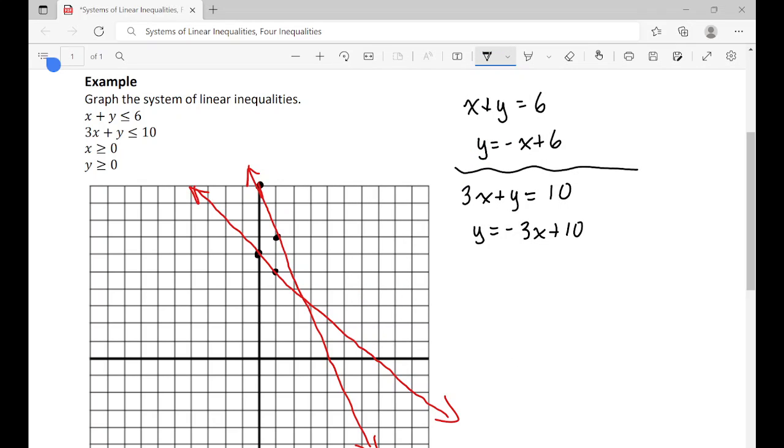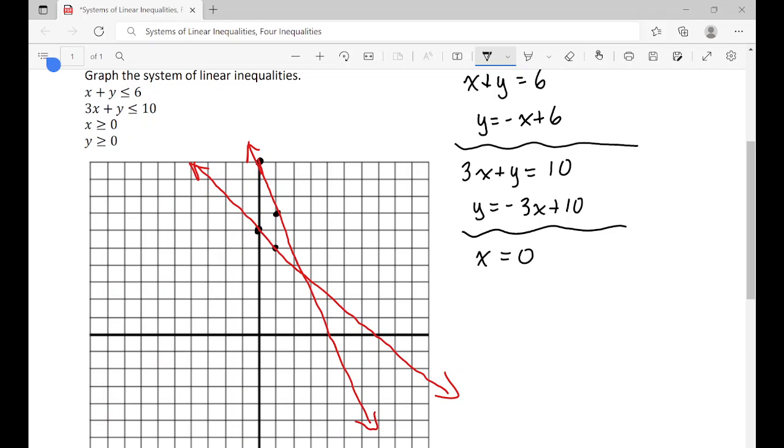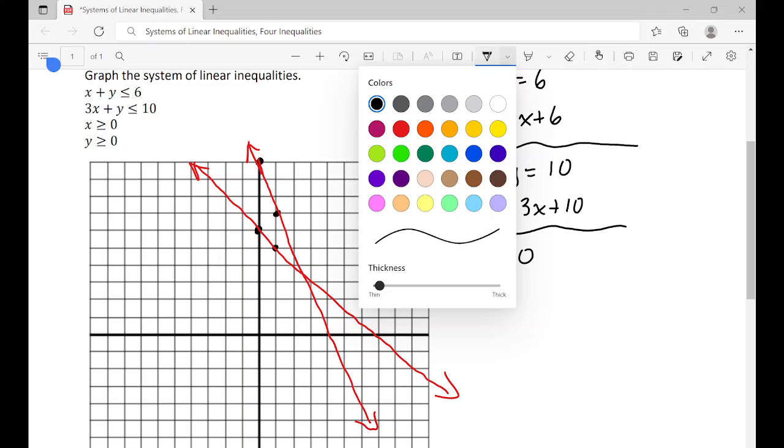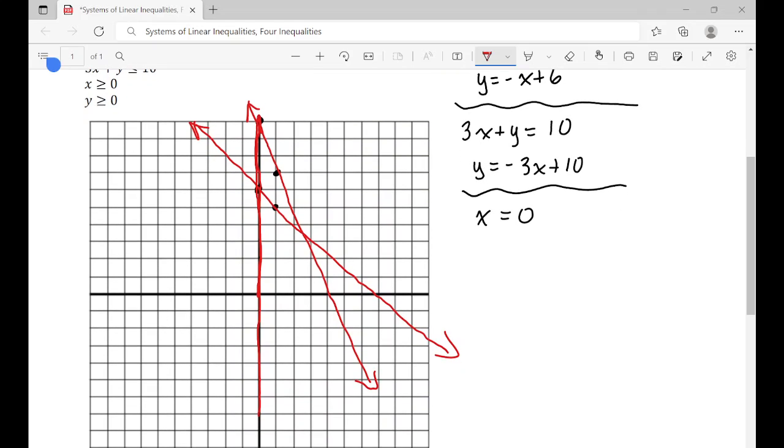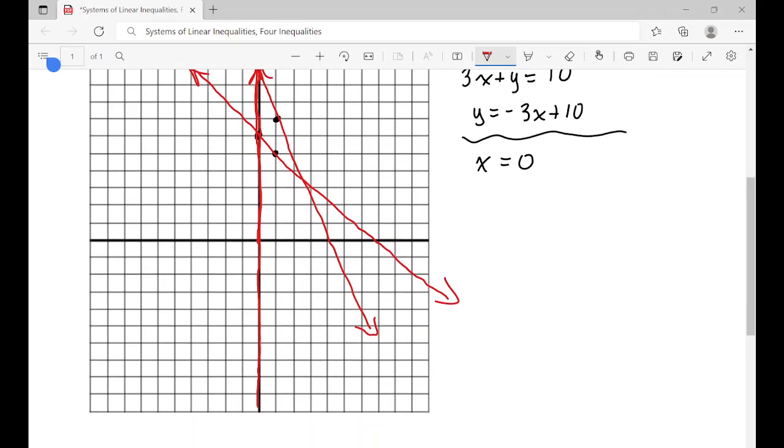Now on to the next one. We have x equals 0. So x equals 0 is just going to be a straight vertical line going through the y-axis. When I graph this, it's just a straight vertical line, going up and down. Now fill it all the way out, like that, and like that.